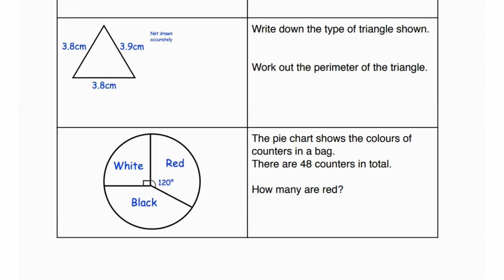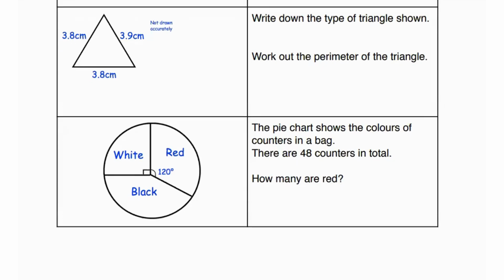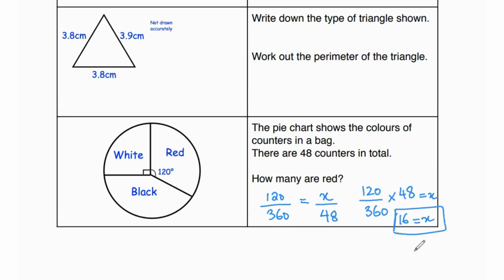Last question says that the pie chart shows the colors of the counters in a bag. There are 48 counters in total. How many are red? The angle for red is given as 120. So 120 out of 360 is basically x, the number of counters that are red, divided by the total counters, which is 48. So 120 over 360 times 48 equals x, which is going to give us 16. That is the number of red counters in the bag.